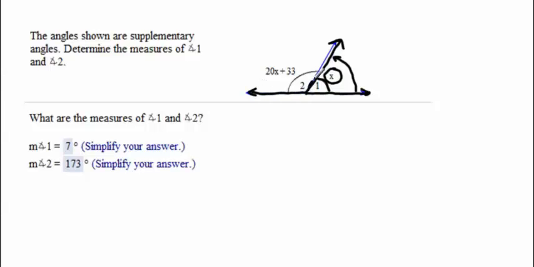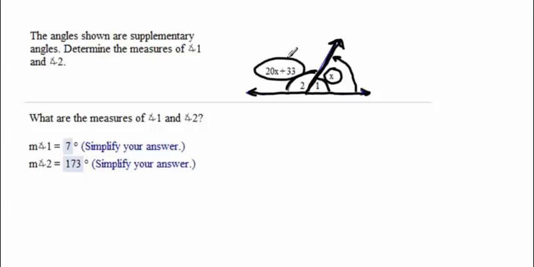Now the measure of angle 2 is over here on the left. It's formed by the union of those two rays. So the amount of rotation between those two sides is called the measure of angle 2, which has the measure of 20x plus 33. But we do not know what x is.